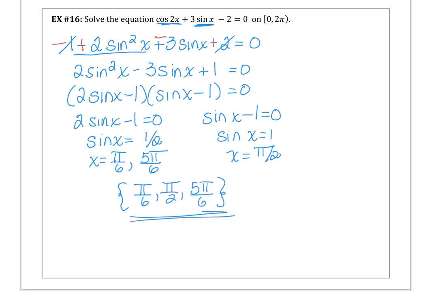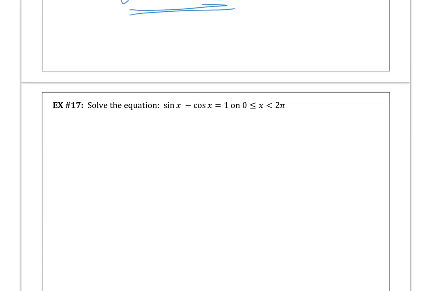Make sure those are accurate. We got 2 more to go. 17 gives us the sine minus the cosine is equal to 1. So we could do this. Where is sine? Let's think about this.